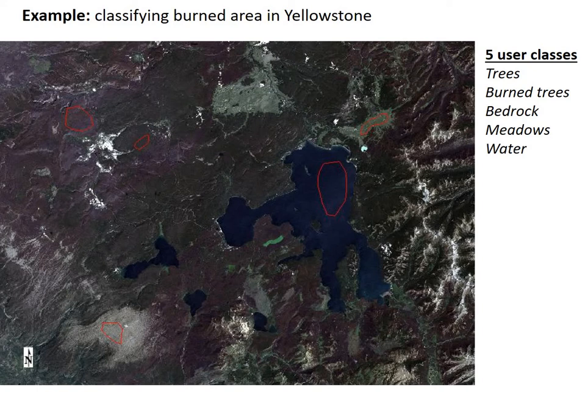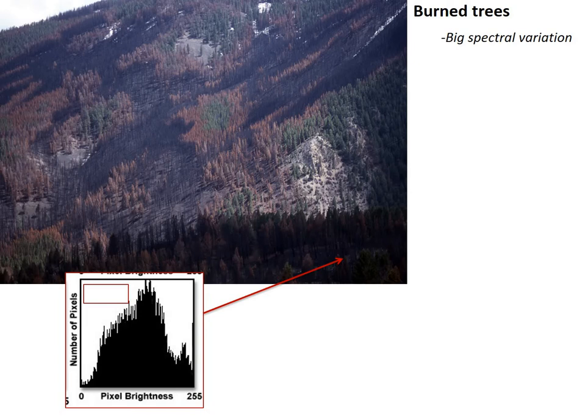So let's consider what the spectral signatures of these 5 user classes look like. So here's what burned trees looks like. This is a histogram where we have the brightness or the digital number on the x-axis and the number of pixels on the y-axis. And you can see that this is just in some one arbitrary band. You can see that there's a huge spread. Some of the burned pixels are really, really dark, and some of the burned pixels can be brighter. So there's a huge spread. It's not very unique. And it makes sense.